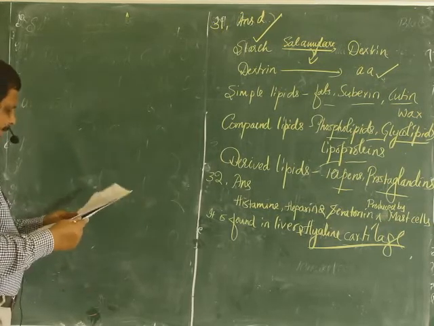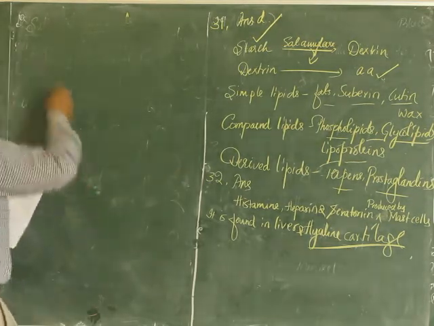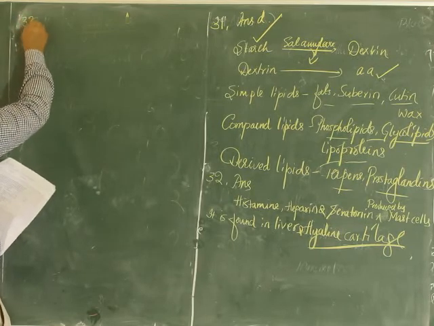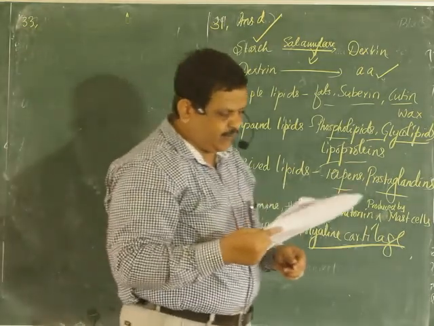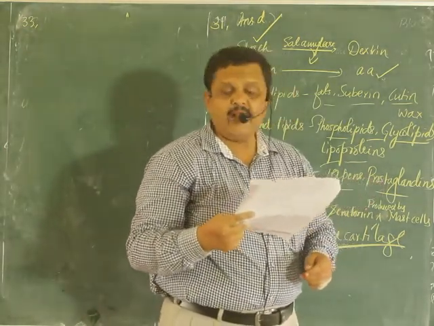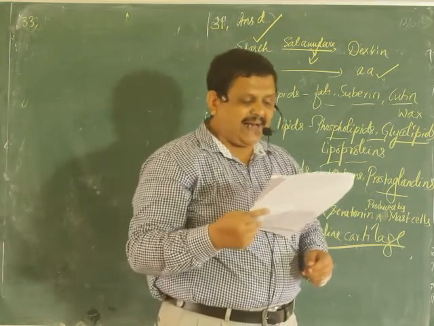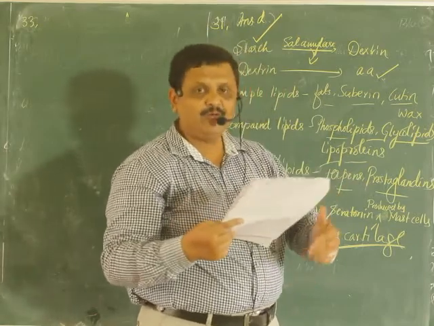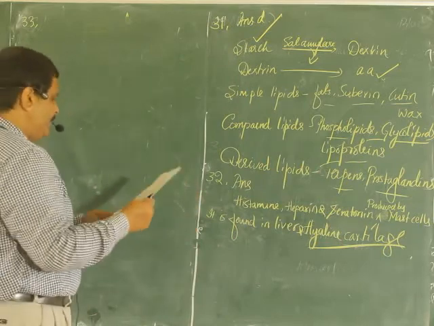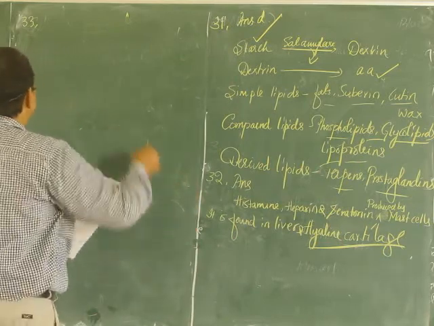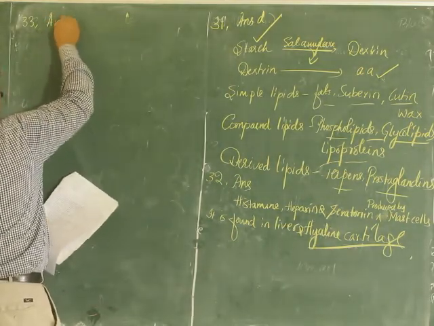Question number 33. Choose the odd one from the following. Structural proteins, collagen of connective tissue, protective protein, fibrinogen, regulatory protein, troponin, catalytic protein, pepsin. Now we have to find out the odd one from the following. So here, which one is odd one? See, option C.